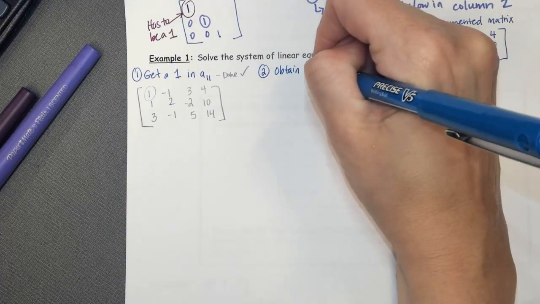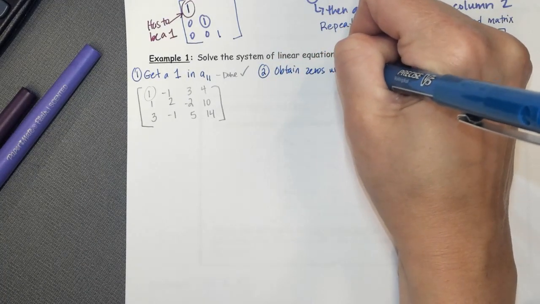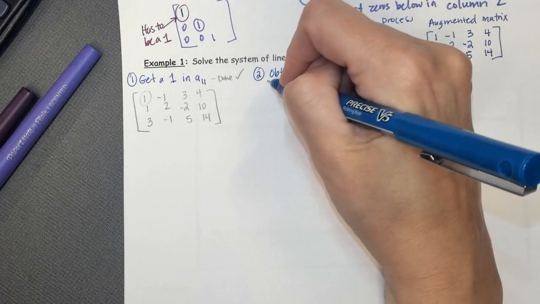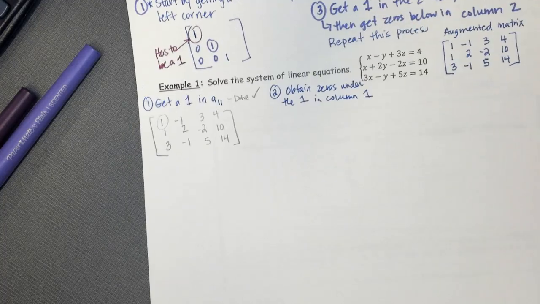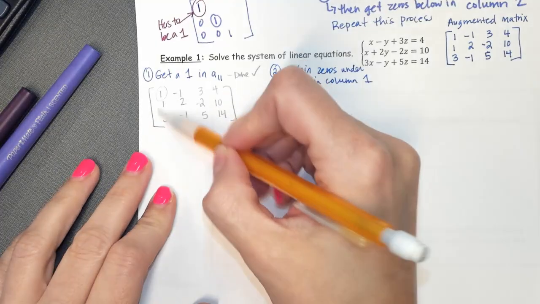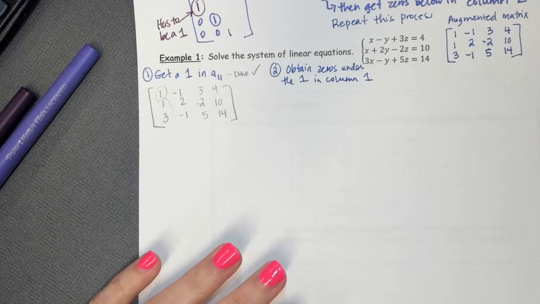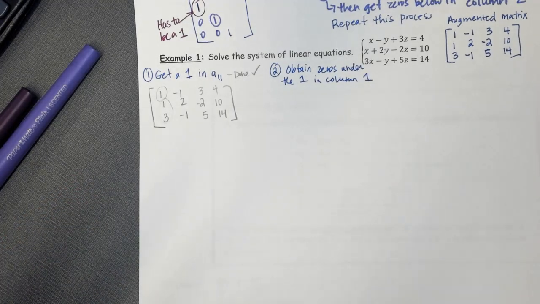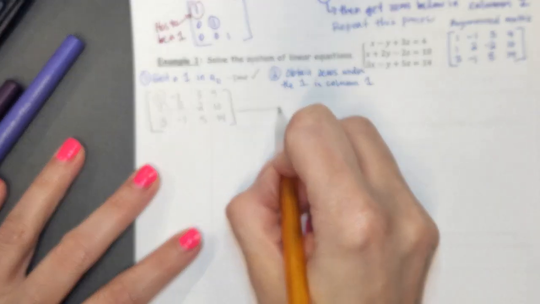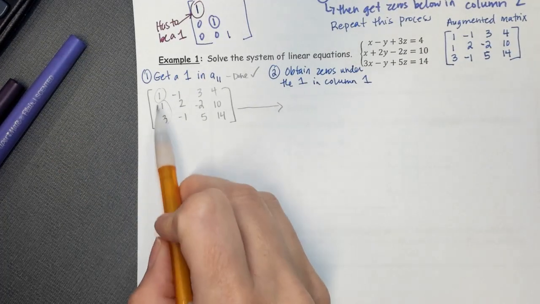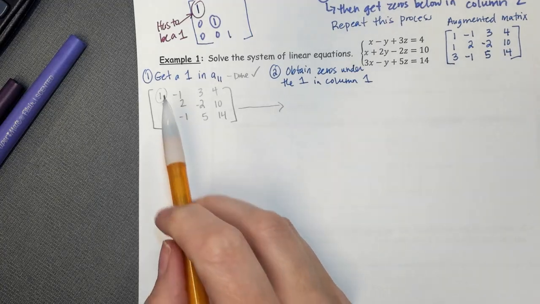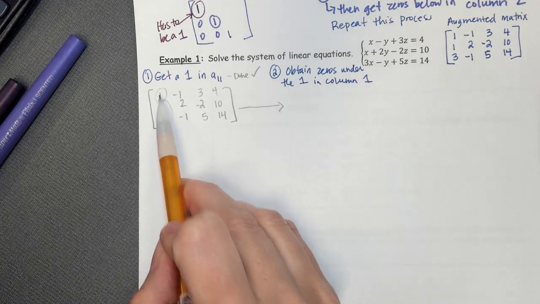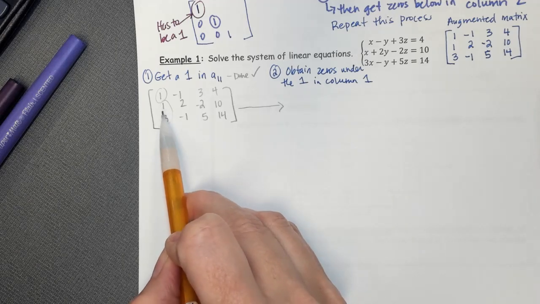You'll practice that. So then our next goal is to obtain zeros under the 1 in column 1. What that means is you want these to be zeros. When we get better at this, we'll actually do this in one step, but we're going to start slow for today. If you want these to cancel out, there's a couple different ways you can do this. You could do row 1 minus row 2 and put it in row 2.